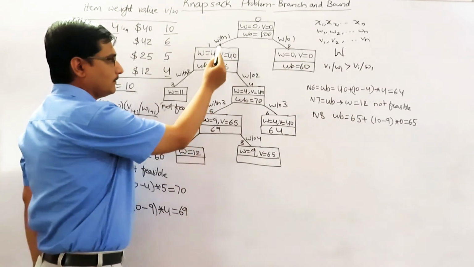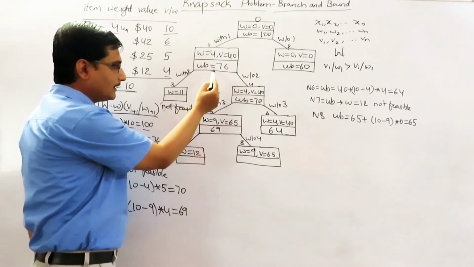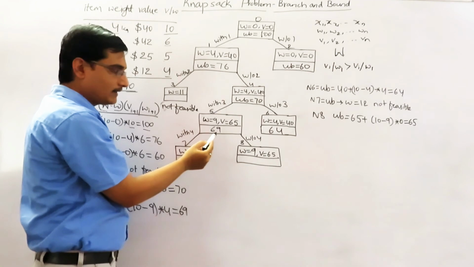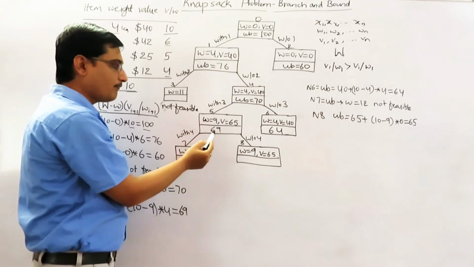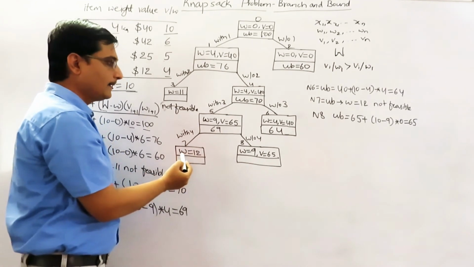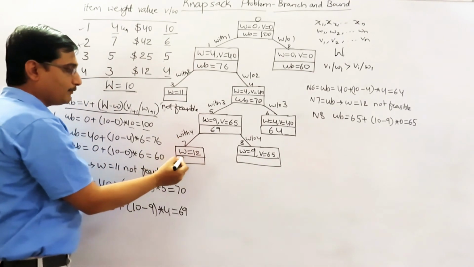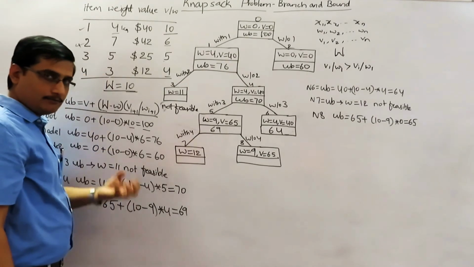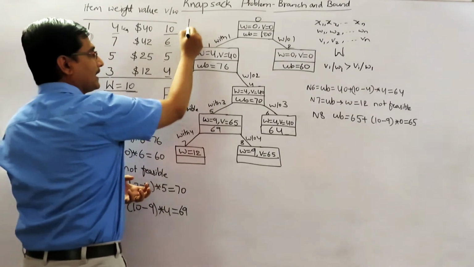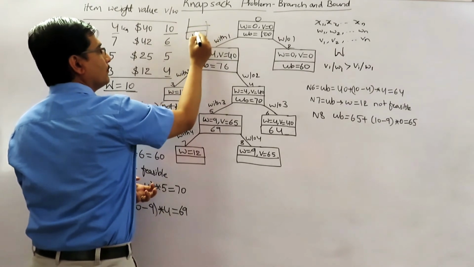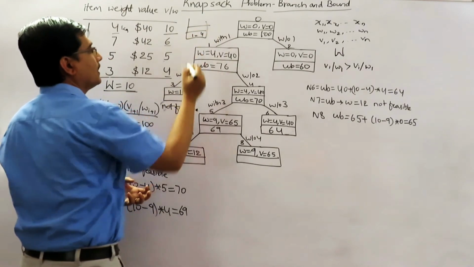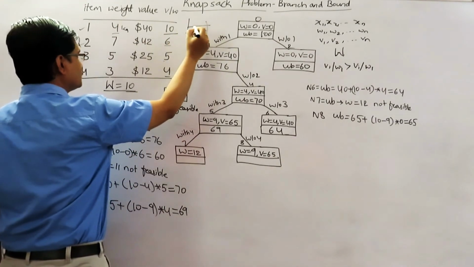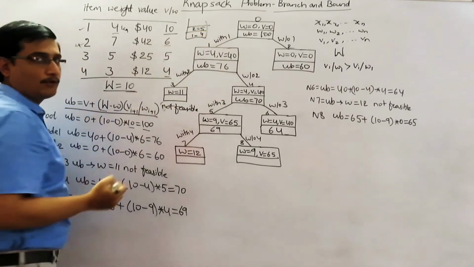Here we have included the first item, rejected the second item, and included the third item. Is it possible to go for the fourth item? We'll check this now. If we include the fourth item, the weight is 3. The already filled bag has the first item with weight 4, the second item is rejected, and the third item is included, so this one is 5.